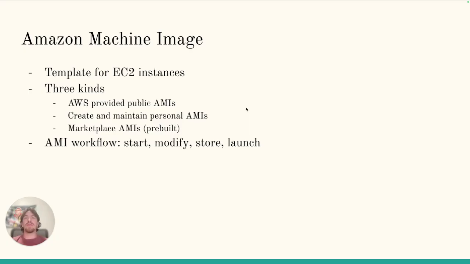So there's 3 kinds of these AMIs. First off, the AWS provided public AMIs that are ready to use right out of the box. You can also create and maintain your own unique AMIs. And then there's marketplace AMIs that are pre-built by third parties, but they may require license costs. The AMI workflow is pretty straightforward. All you have to do is start an instance, modify it, stop it, store it as an AMI, and then launch other instances from that AMI.